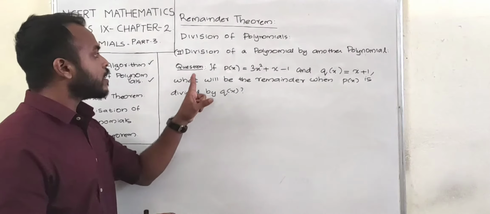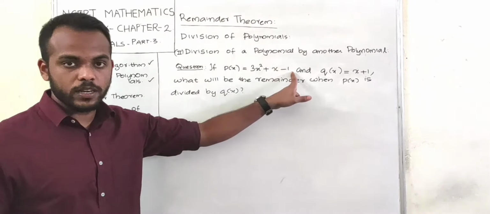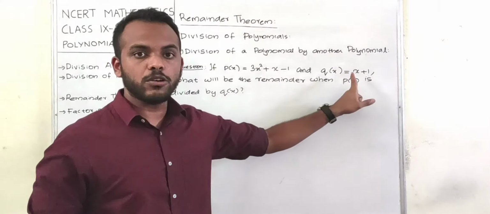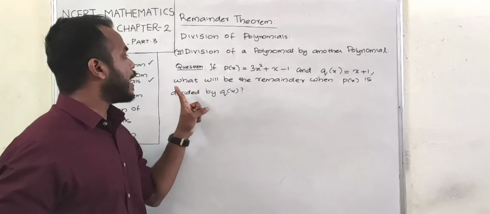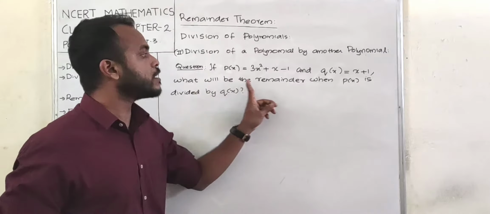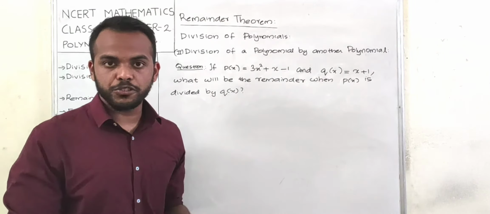A question is written: if p of x is equal to 3x square plus x minus 1 and q of x is equal to x plus 1. So we have a polynomial and another polynomial, and we are asked to find the remainder when p of x is divided by q of x. I hope you understood the question.